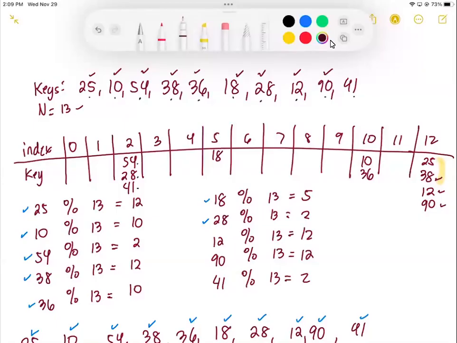So, hi everyone. In this video, I'm going to discuss quadratic probing. If you remember in the last video, we discussed linear probing and how it was able to solve the collisions.